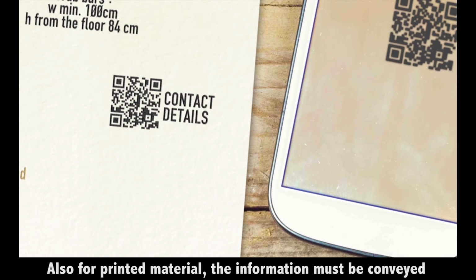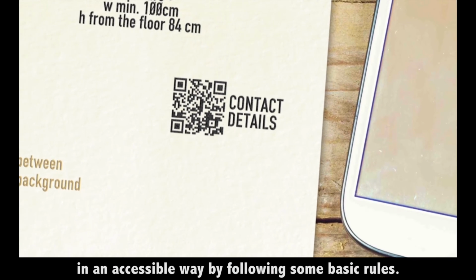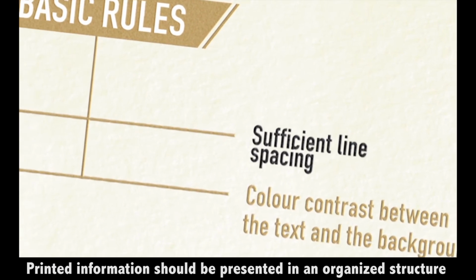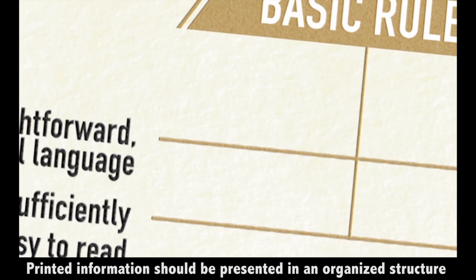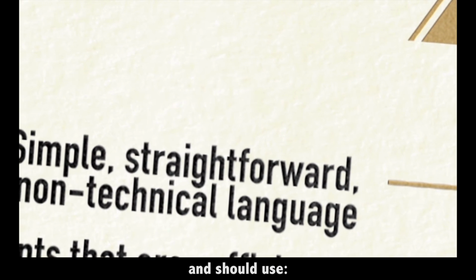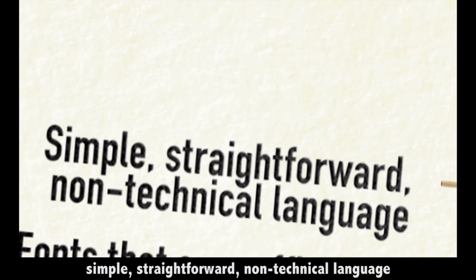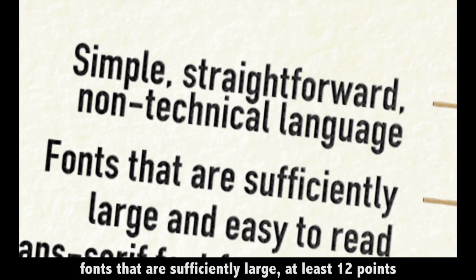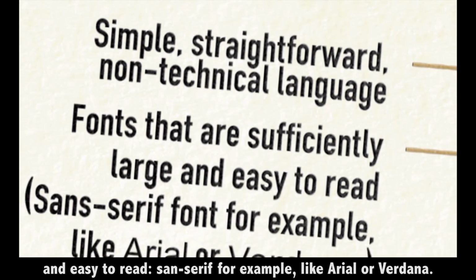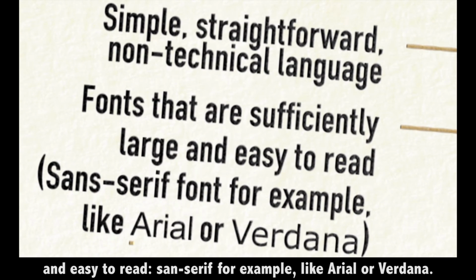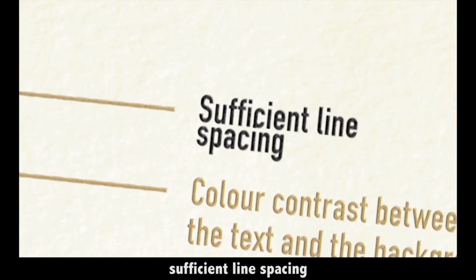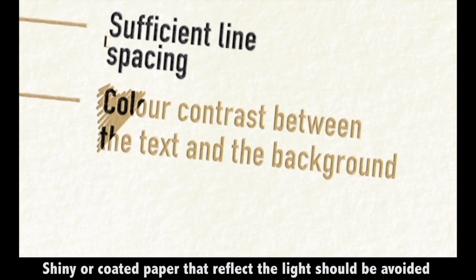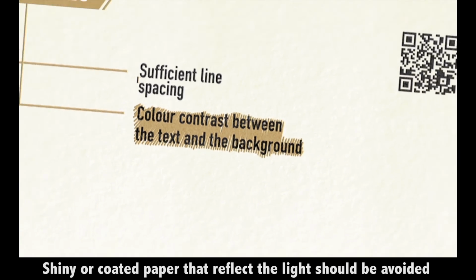Also for printed material, the information must be conveyed in an accessible way by following some basic rules. Printed information should be presented in an organized structure with sections and subsections and should use simple, straightforward, non-technical language, fonts that are sufficiently large, at least 12 points, and easy to read, sans serif for example, like Arial or Verdana, sufficient line spacing, and color contrast between the text and the background. Shiny or coated paper that reflects the light should be avoided.